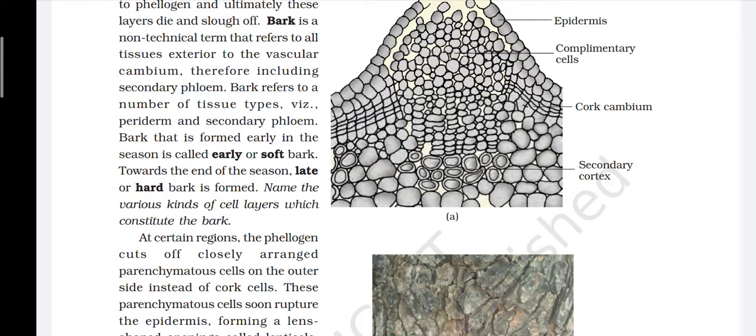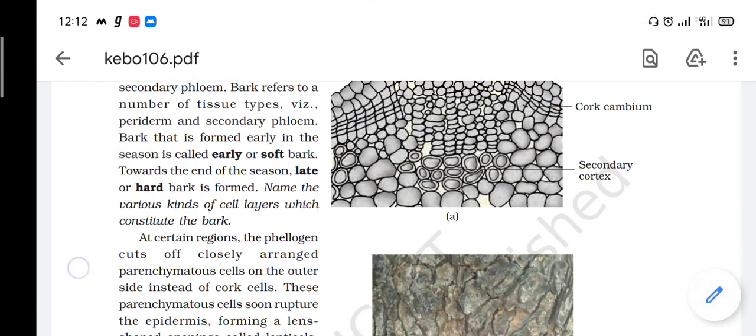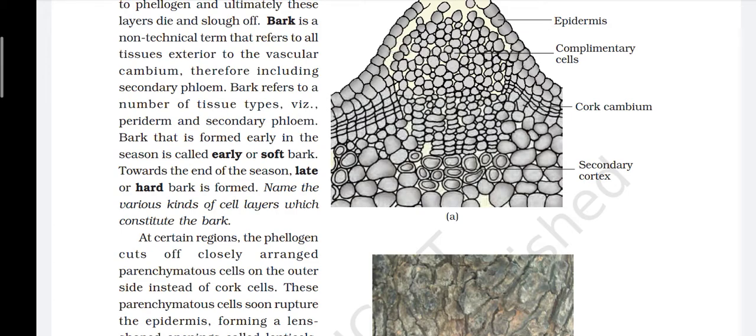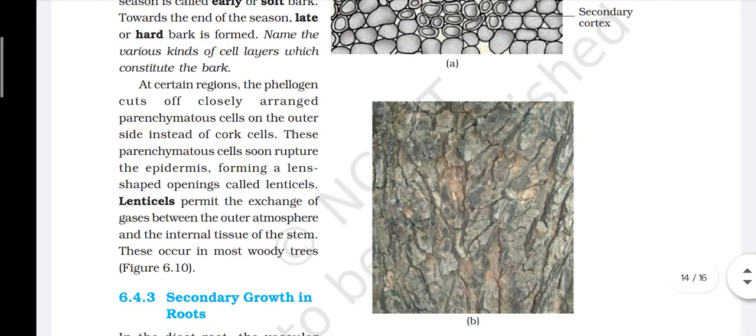Name the various kinds of cell layers which constitute the bark. At certain regions, the phellogen cuts off closely arranged parenchymatous cells on the outer side instead of cork cells. These parenchymatous cells soon rupture the epidermis, forming a lens-shaped opening called lenticels. Lenticels permit the exchange of gases between the outer atmosphere and the internal tissue of the stem. These occur in most woody trees.